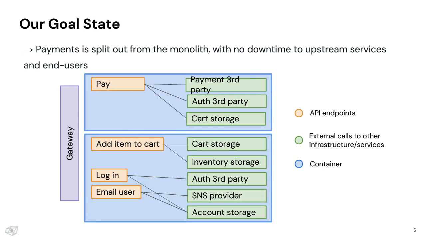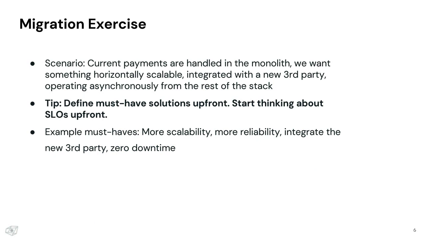Here's our goal state. So we want to split payments out into its own service separately from our monolith, with no downtime to upstream services and end users. So what does no downtime mean? Well, it literally means we have no revenue loss, and users will always be able to access our payment service, even if it's pointing to the old monolith or the new service, until we completely migrate these endpoints over. This is just an example to talk through how you would actually do a migration.